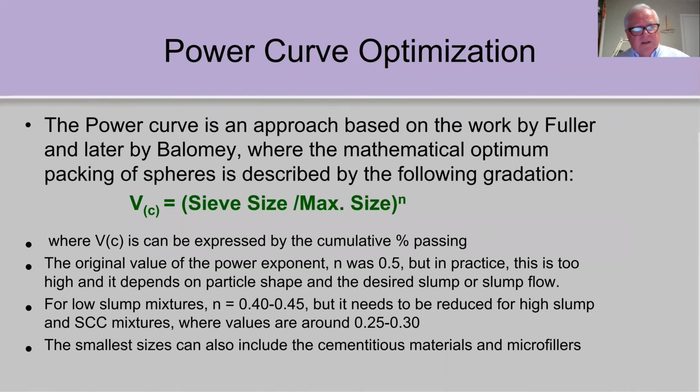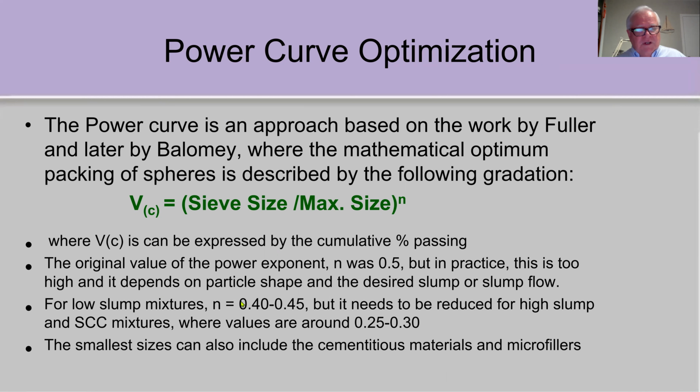But a way you can use to model this, and it's a simple spreadsheet calculation, is to use the power curve. It was originally done almost 100 years ago by Fuller, and other people have worked on it. You're basically looking at the percent retained on each sieve size, the percent as a function of the maximum size raised to a power n. And Fuller worked on n was 0.5, so square root. But in practice, that's too high and depends on particle shape and texture and the desired slump.